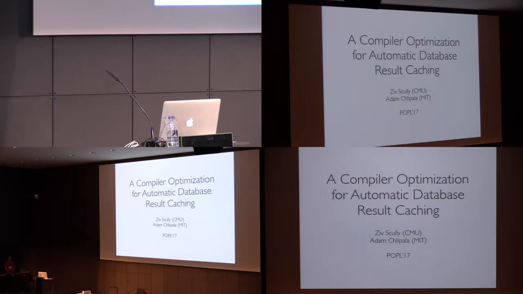Welcome, everyone, to the session on compiler optimization. These are the folks who are trying to make things run faster, so you can do the same amount of computation faster, or alternatively, generate less CO2 in the atmosphere for the same amount of work. To kick things off, we will have a talk by Ziv Scully about a compiler optimization for automatic database result caching.